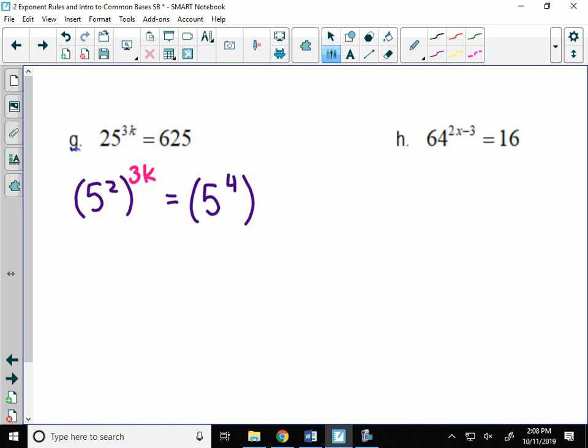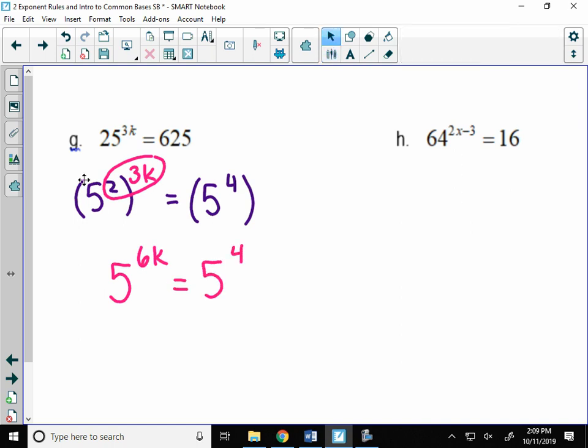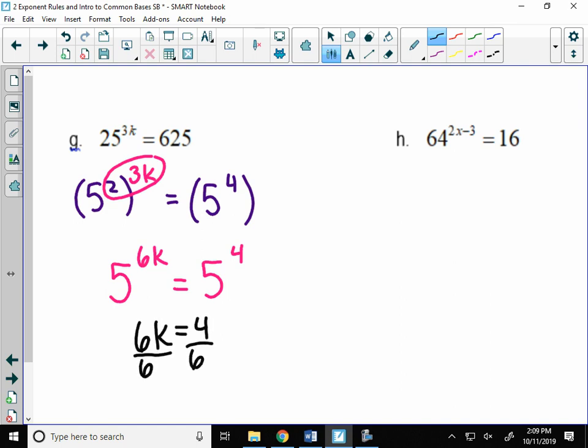Now that they have the same base, I'm going to simplify. This power to a power becomes 5 to the 6k. I set that equal to 5 to the 4th. And then their exponents are equal to each other. So divide by 6, and k equals 2/3.